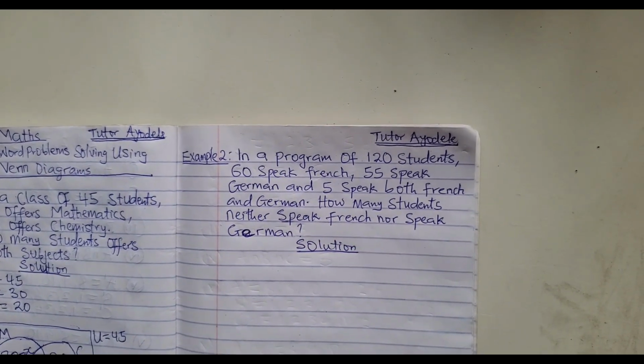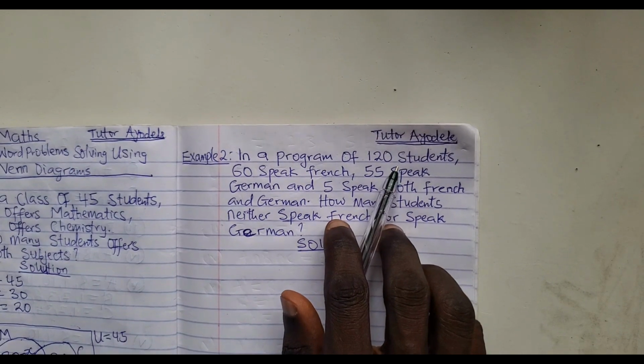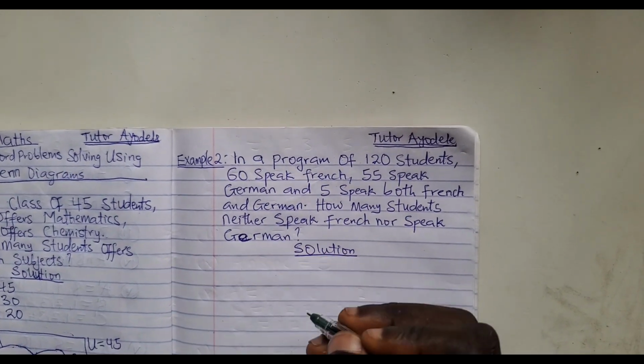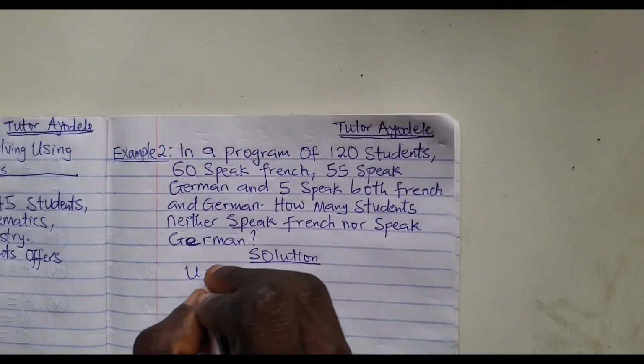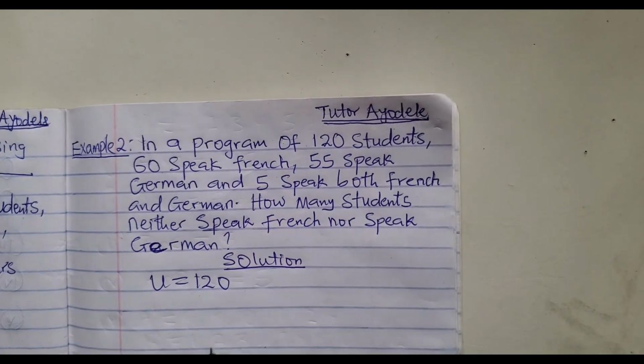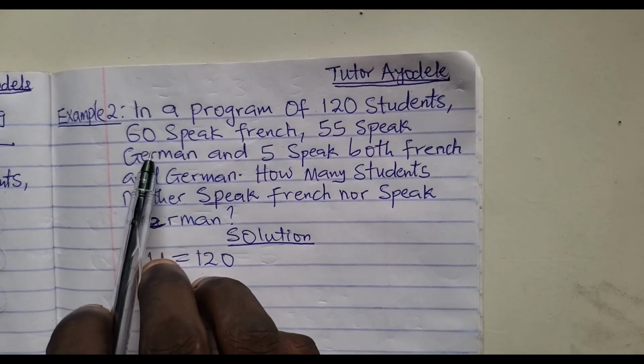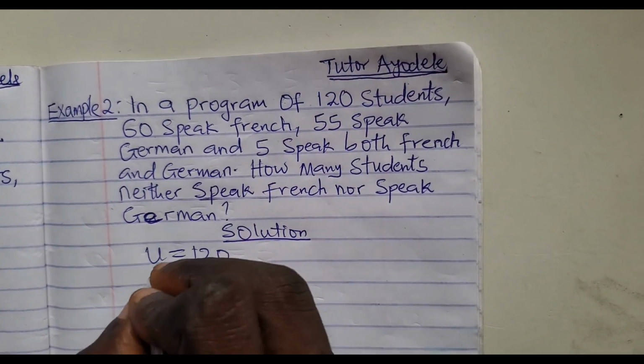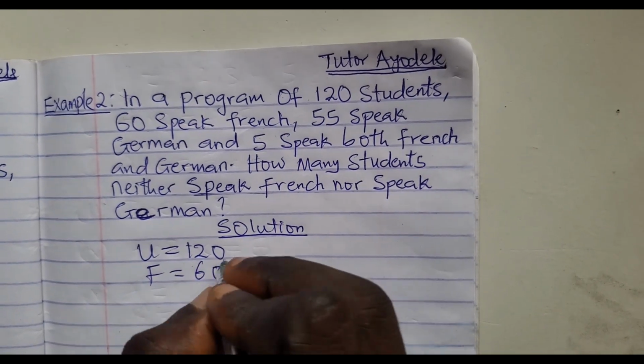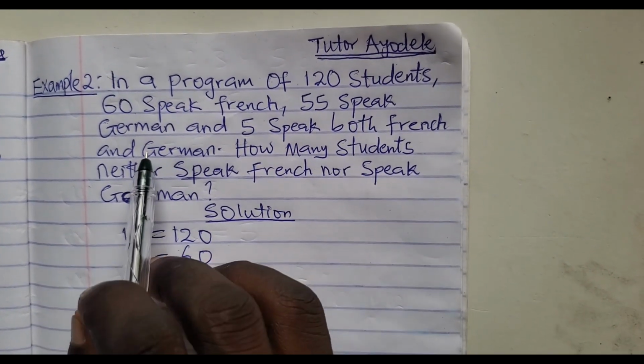The total number of people in that program are what? They are 120. That one simply represents our universe. U equals 120. Okay, so we're told that 60 speak French. So for French, we have what? 60.